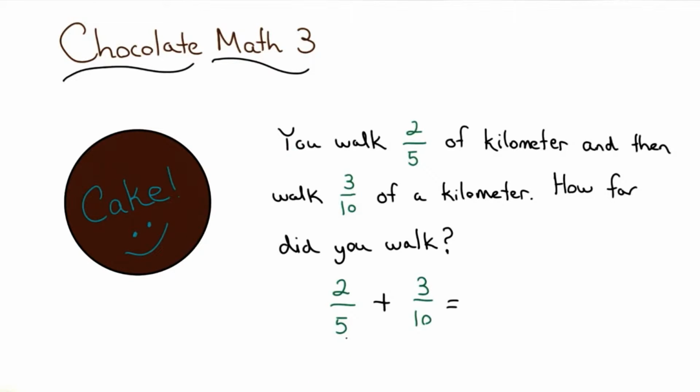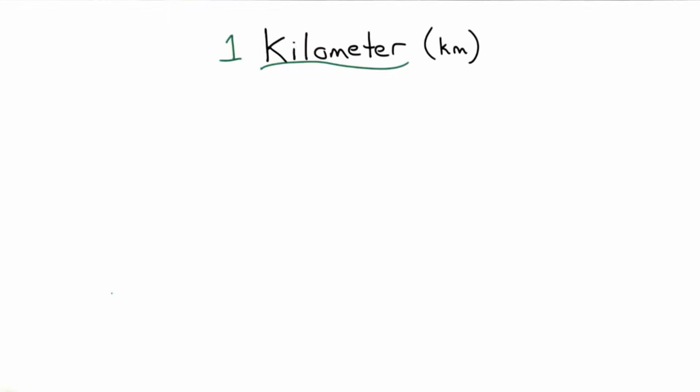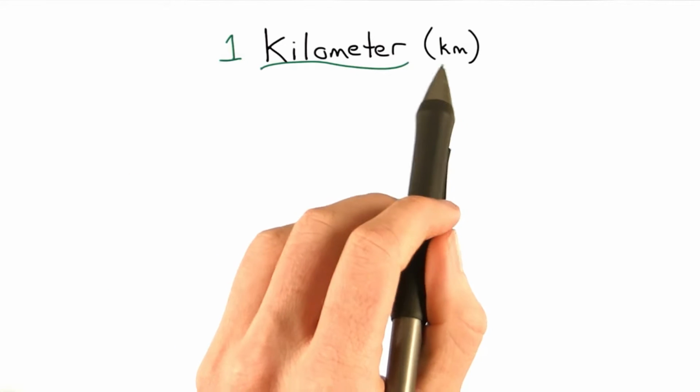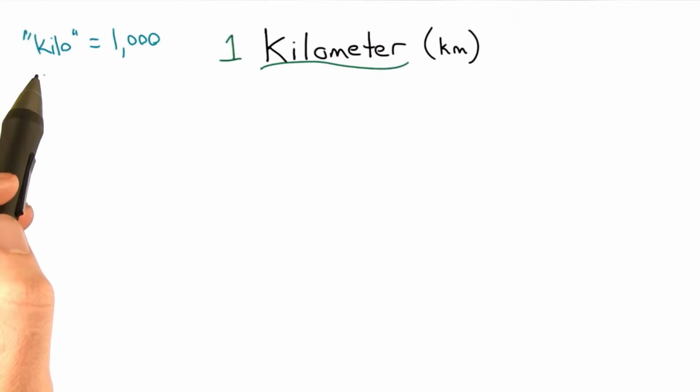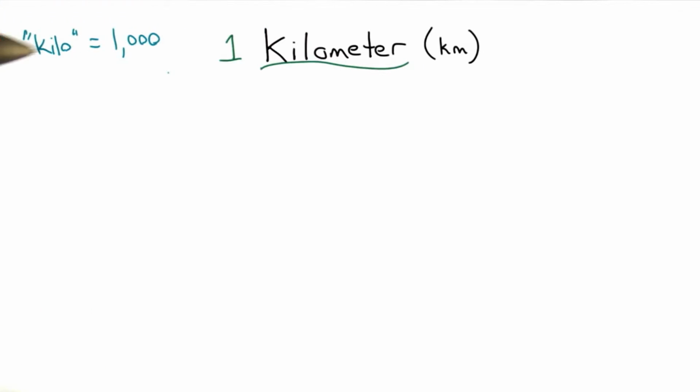But you might be wondering, what's a kilometer? A kilometer is a measure of distance. We use the letters km to stand for kilometer. There's also the word kilo. Kilo means 1,000. So we know 1 kilometer is really 1,000 meters.